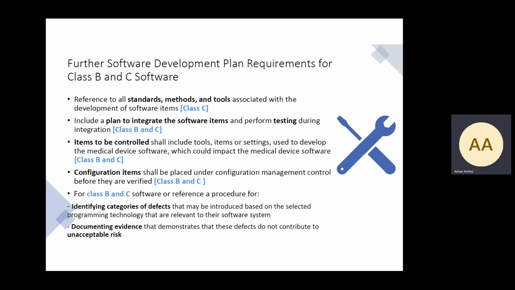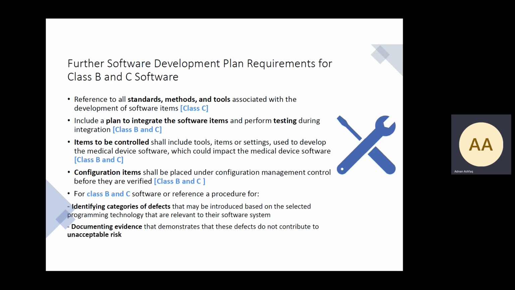Further software development plan requirements for Class B and C. So you'll see in the following slides highlighted in brackets the different classifications, B, C, or A, B, and C, depending on what the outcome was when we did the safety classification in the initial slides which I discussed, or the levels of concern. 62304 allows for flexibility on activities. If the classification is B and C, then there's much more activity that needs to be done. And if it's C, then there's a little bit more that needs to be done.